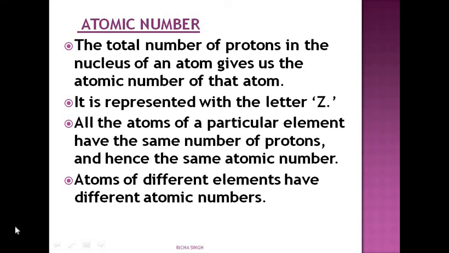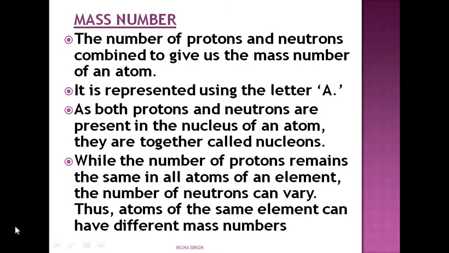Once more I am repeating, atomic number is equal to the total number of protons in the nucleus of any atom. It is represented by Z. All the atoms in a particular element have the same number of protons, therefore they have the same atomic numbers. Atoms of different elements have different atomic numbers. Mass number is the number of protons and neutrons combined together. It is represented by letter A. Both protons and neutrons are present in the nucleus. They are together called nucleons.